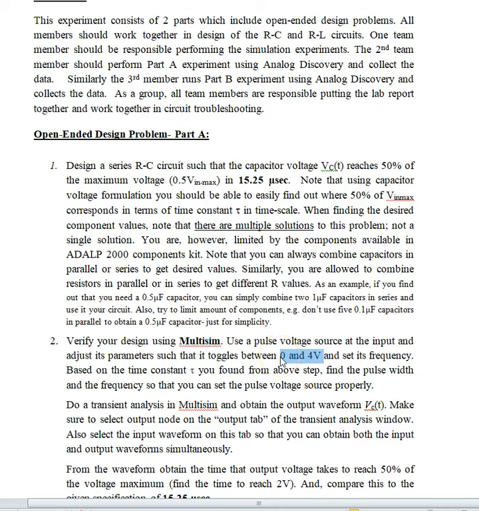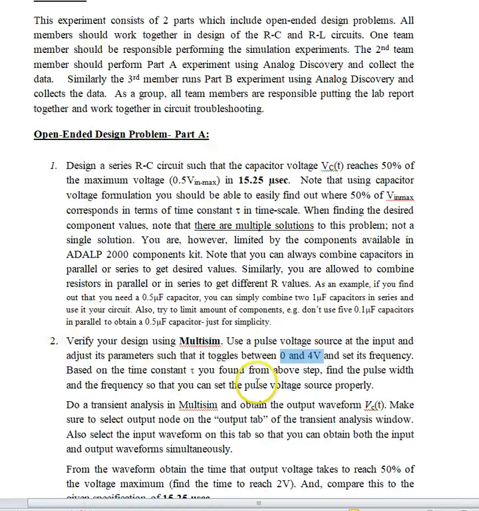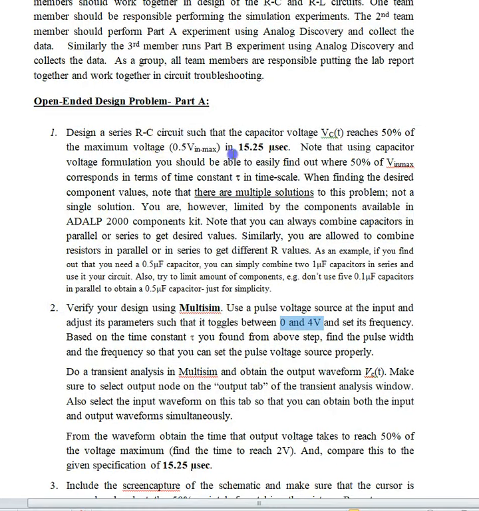apply a square wave pulse, which is toggling between 0 and 4 volts, and set its frequency. So you know what to set for the frequency from this discussion, I hope. And then you need to basically verify to me that this is true. So you're able to see something very close to 15.25 microsecond when you are setting the cursor at 2 volts.